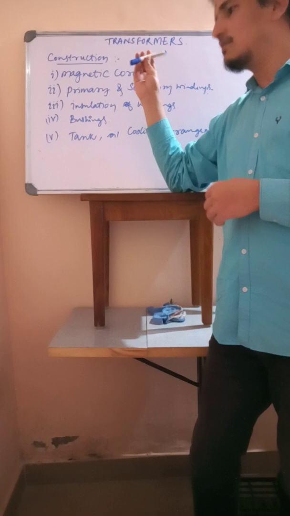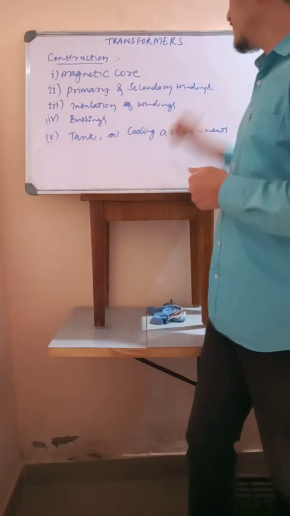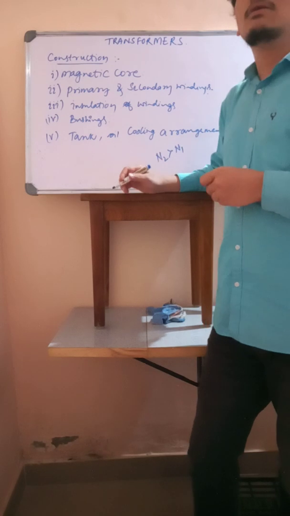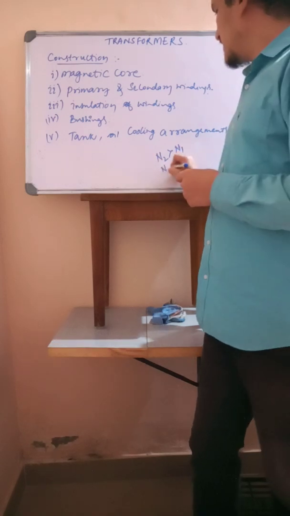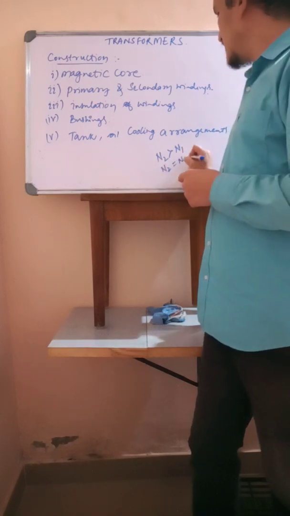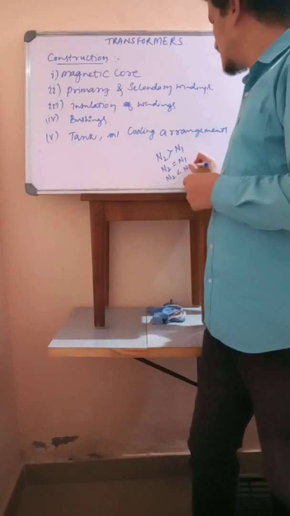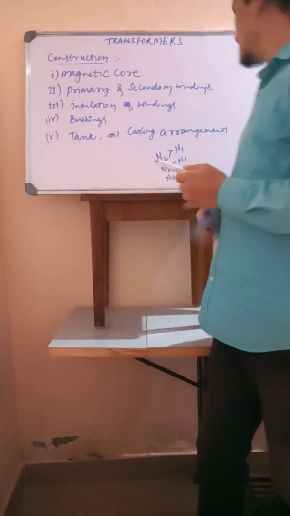If N2 is greater than N1, then it is a step-up transformer. If N2 is equal to N1, then it is a unit ratio transformer. If N2 is less than N1, it is a step-down transformer.